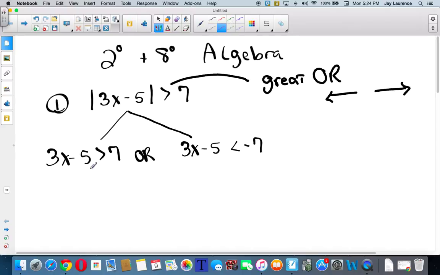All right, so I solve both parts. I add 5, and I add 5, and I get 3x is greater than 12. And then I divide by 3, and I get x is greater than 4. Or, and I come over here, and I add 5, and I add 5.